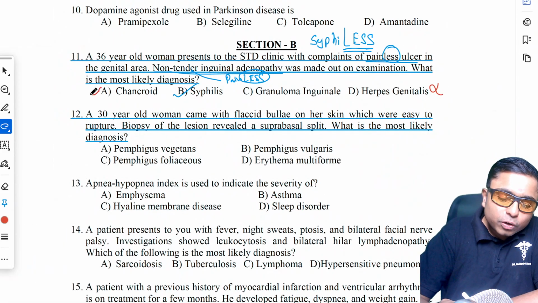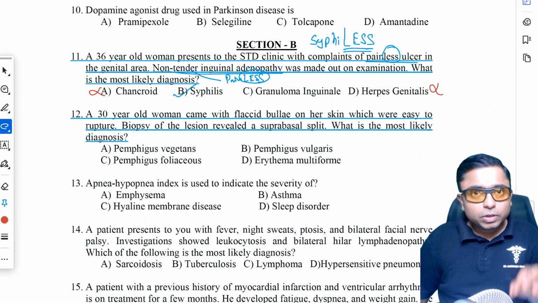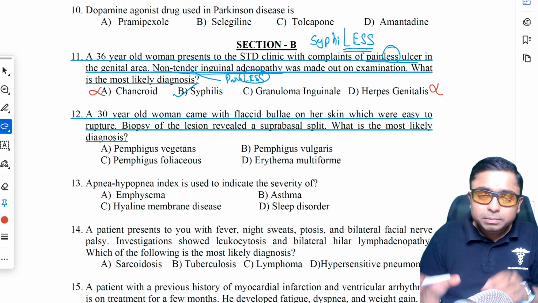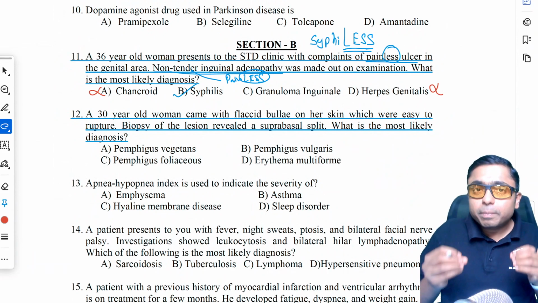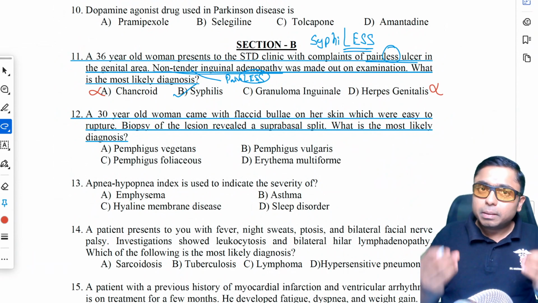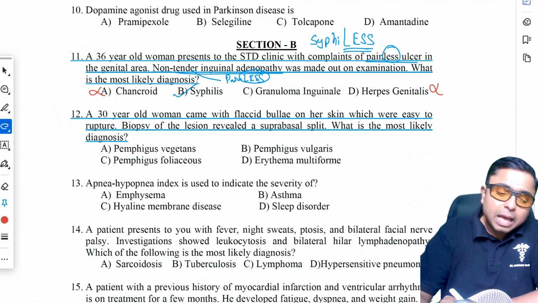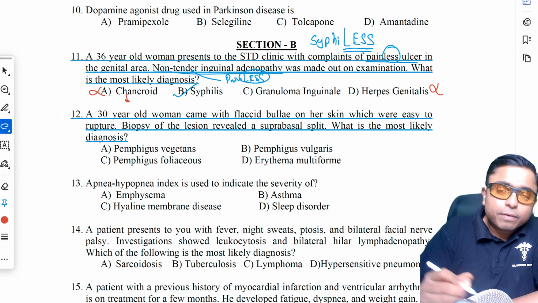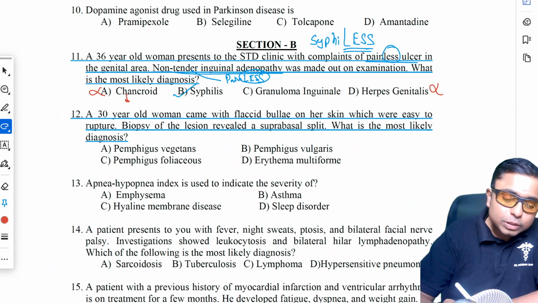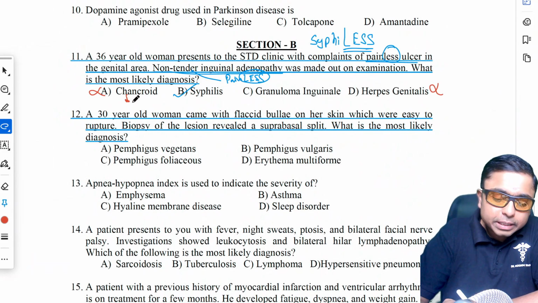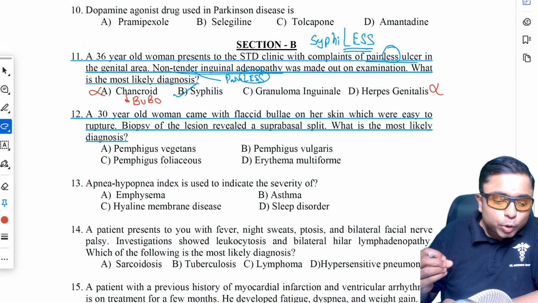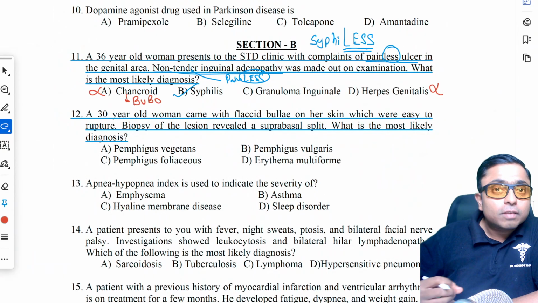And also chancroid, what is the causative organism? It is Haemophilus ducreyi. Remember, in both of them, the ulcer is going to be painful. Genital ulcer is going to be painful. Okay. And also in chancroid, what are we going to see? We are going to see the inguinal lymphadenopathy, which is called a bubo. And remember, bubos are always painful.